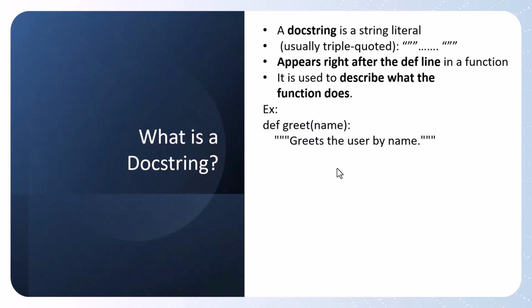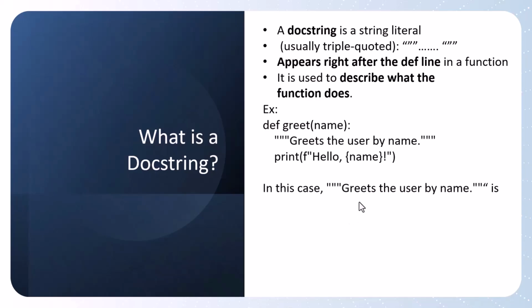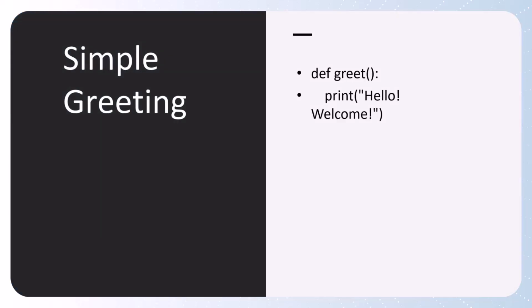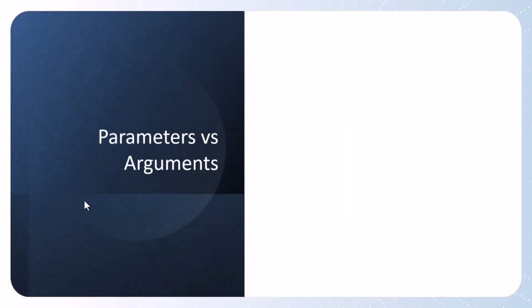So def greet(name) greets the user by name, and prints hello name. Now in this case, the triple quotes before and after, and everything in between, is the docstring. Now let's see. Def greet, print hello welcome, and we'll now move on to Visual Studio Code. I'll flip over to Visual Studio Code and run all the code one by one.